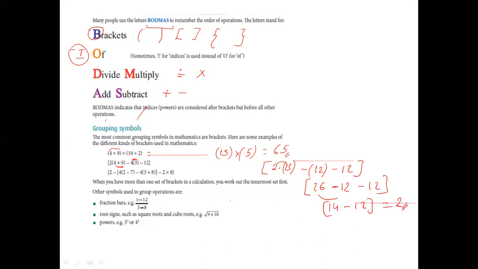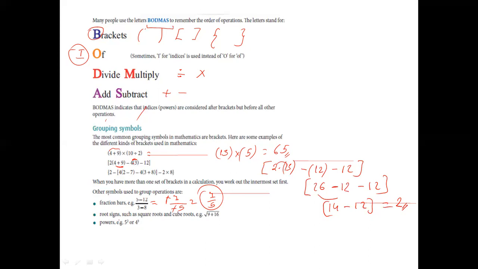And when you have more than one set of brackets in a calculation, you work out the innermost set first. Other symbols used to group operations are fractions, for example, 5 minus 12 divided by 3 minus 8. 5 minus 12 is minus 7, and 3 minus 8 is minus 5. When you divide, the minuses cancel, because numerator and denominator both have a minus sign. The answer is 7 over 5.